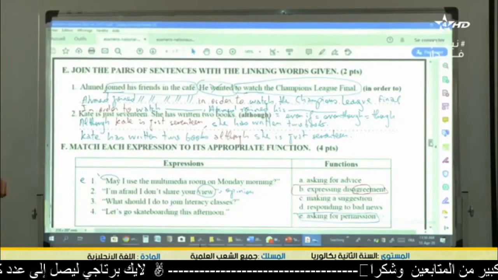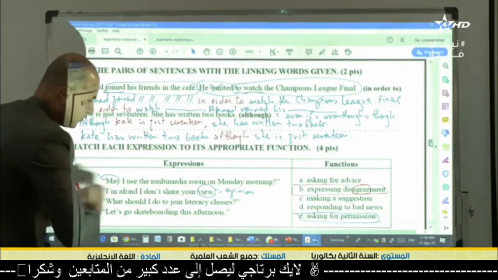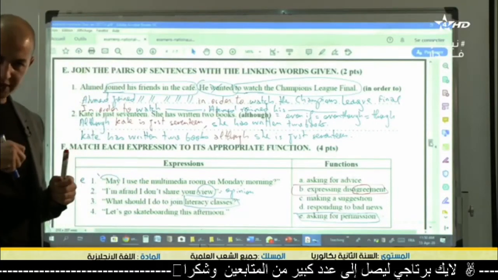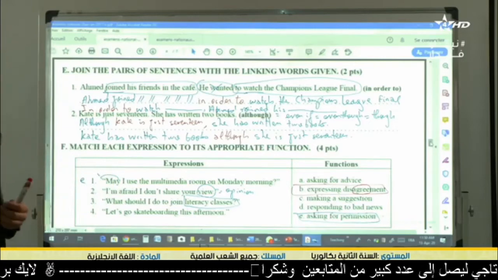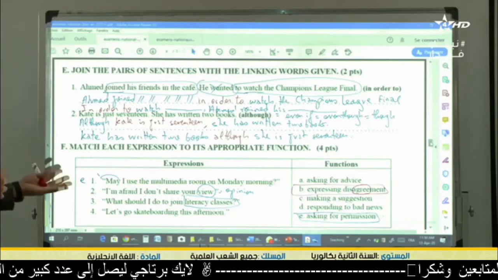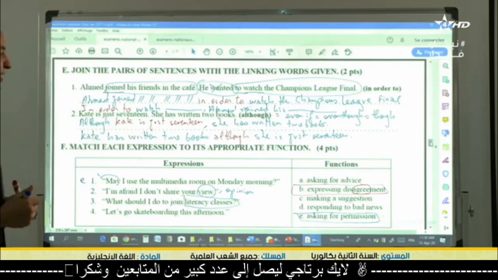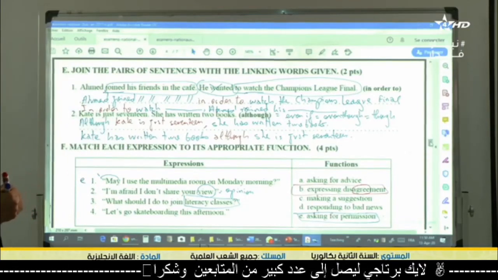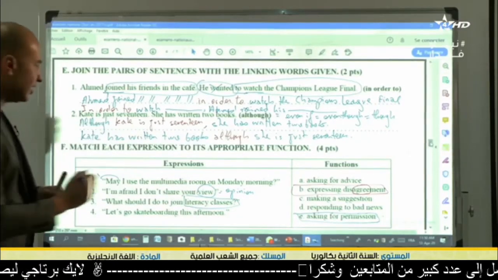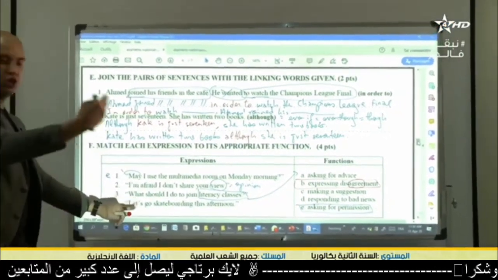So number 3. What should I do to join literacy classes? Literacy classes, if you know, are the classes that we give to people who cannot read and write. So they go take literacy classes to learn the alphabet, learn how to calculate, how to read, etc. Now this person is saying, what should I do to join? How can I? It's advice, suggestion, or responding to bad news. Don't forget it's a question. So we are asking for advice, and the other person is going to say, you should do this or do that.